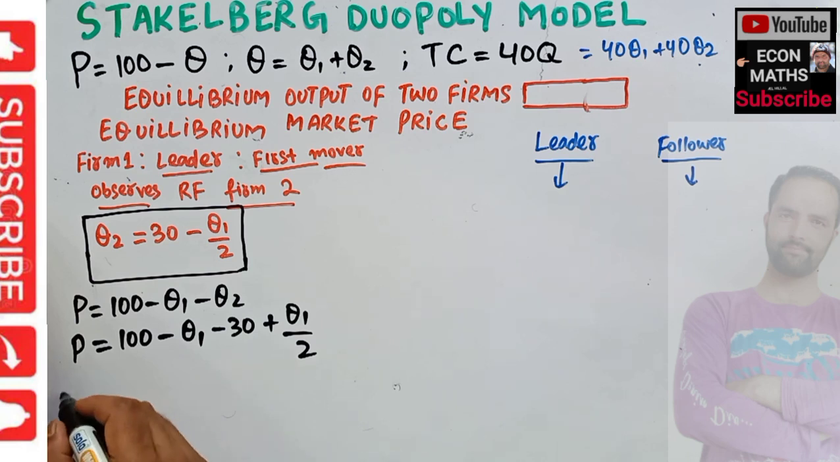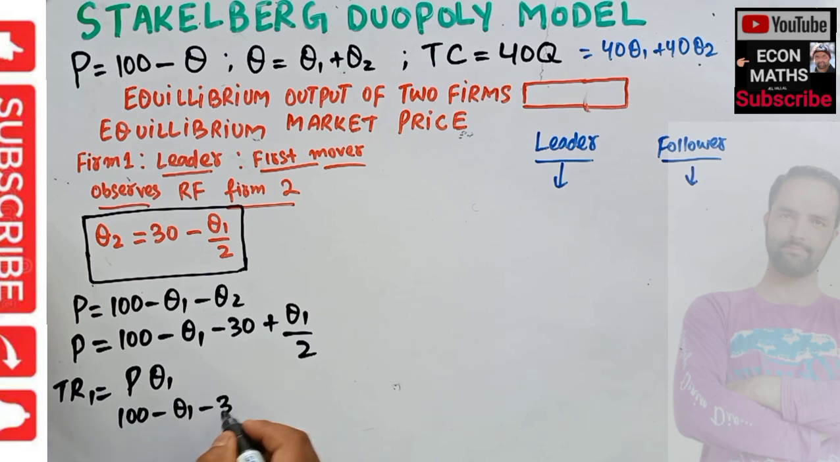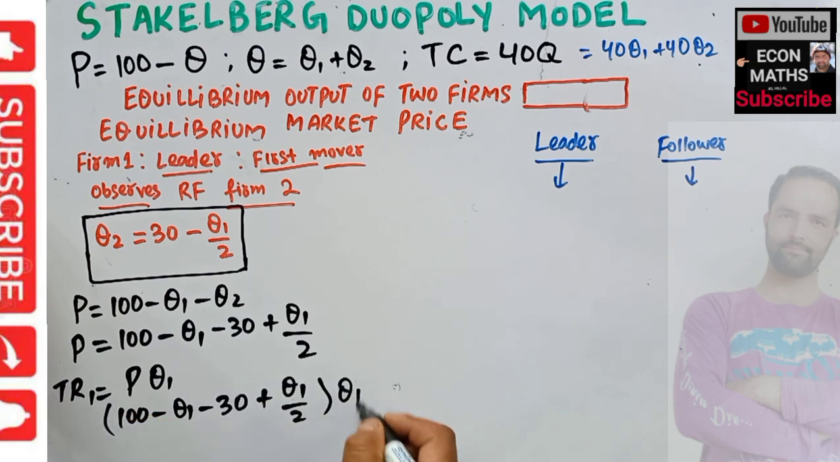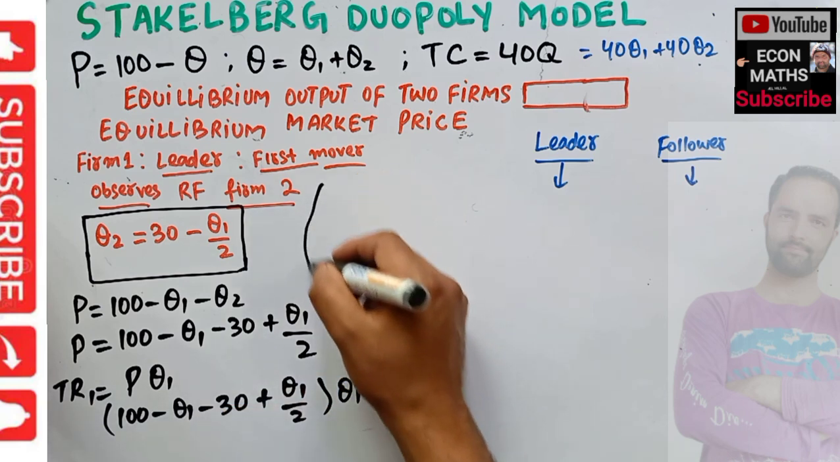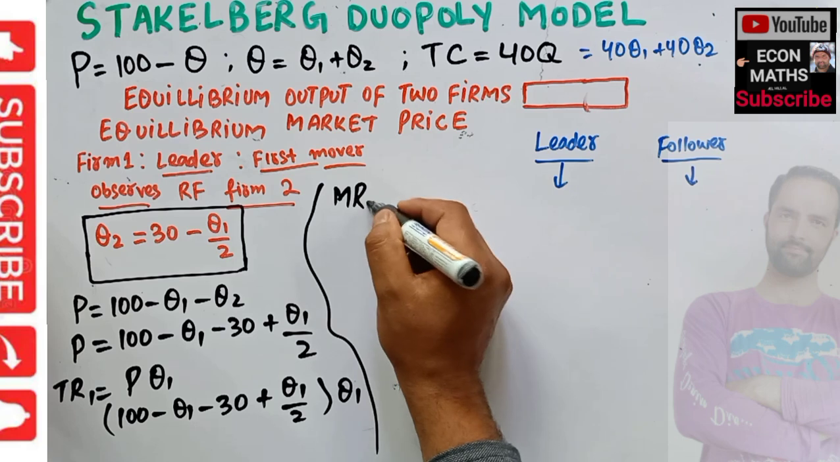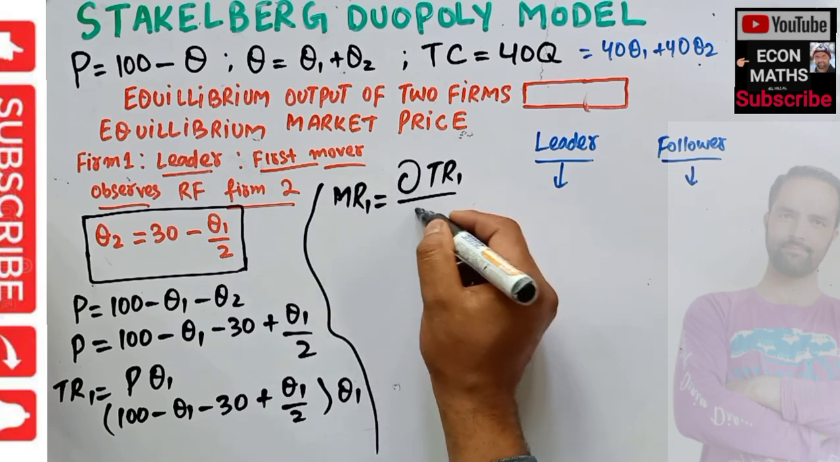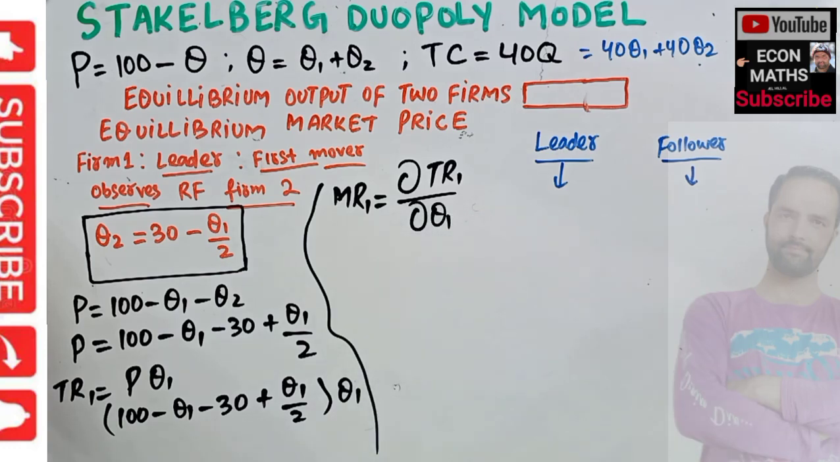Now what will be the total revenue for firm 1? Simply price into output. And what is price? Price is this function, that is 100 minus q1 minus 30 plus q1 upon 2. To this we multiply q1. So this is our total revenue function for firm 1. Then marginal revenue for firm 1 is simply the derivative of total revenue function for firm 1 with respect to q1.